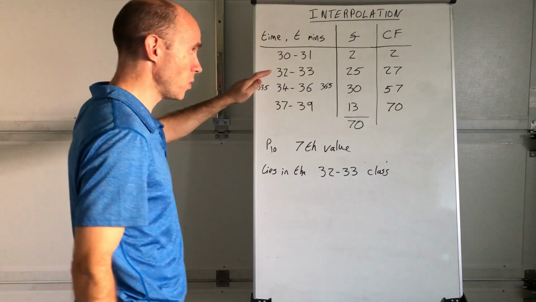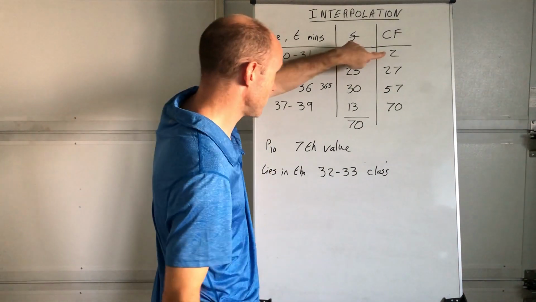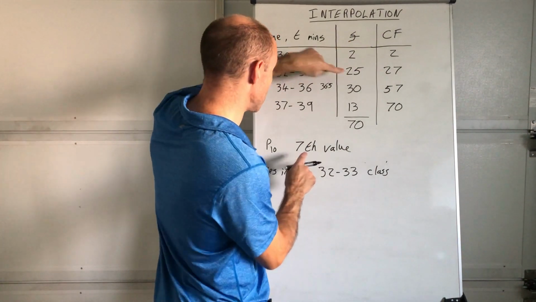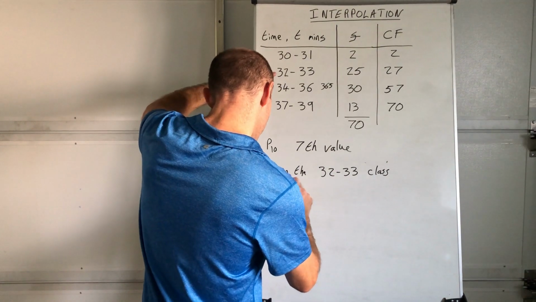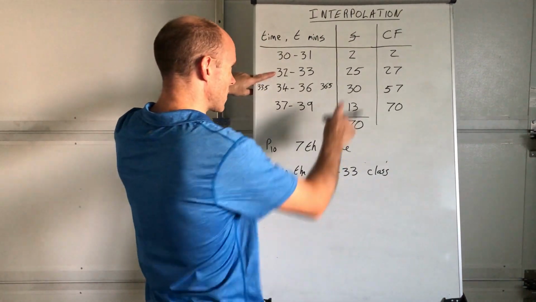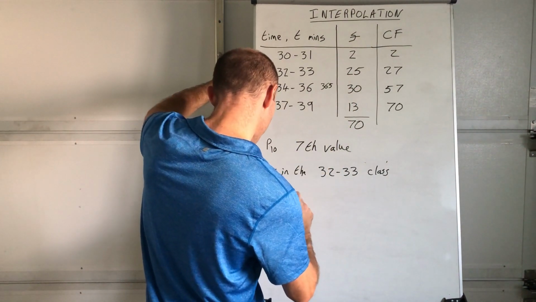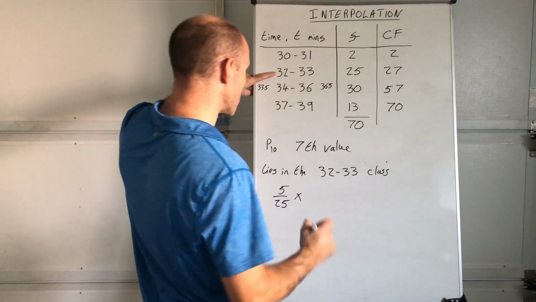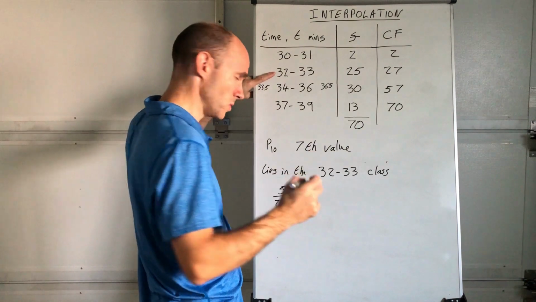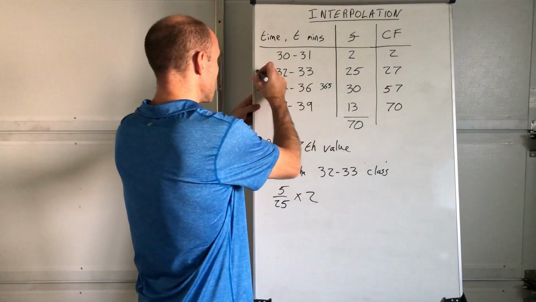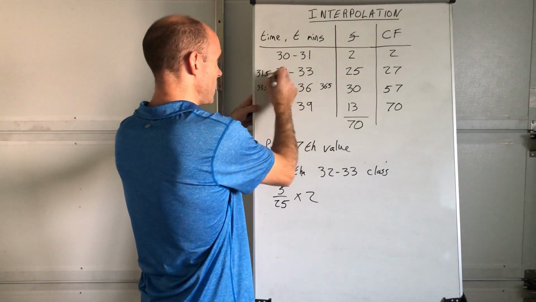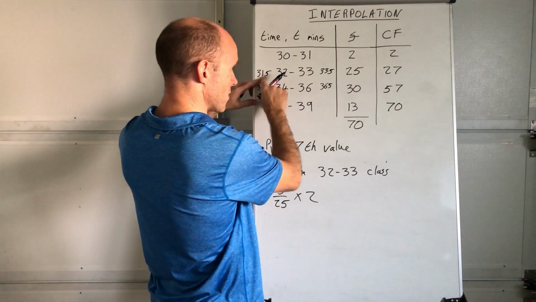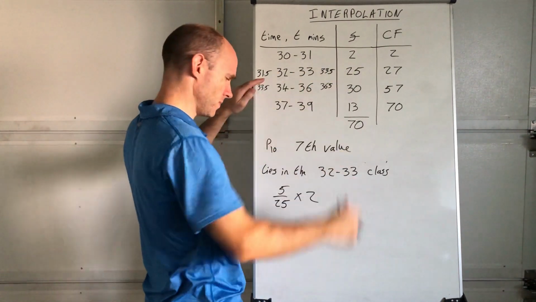What's the fraction that we want? Well, first two are there, we want the 7th value, so add on 5, so it's 5 values into this class, isn't it? So 5 values out of how many in that class? There's 25 in there. So you've got 5 25ths into this class, so 5 25ths of the class width. What's the class width? It's 2, because it's ranging from 31.5, the lower boundary, to 33.5, the upper boundary. So 31.5 to 33.5, 2, okay?